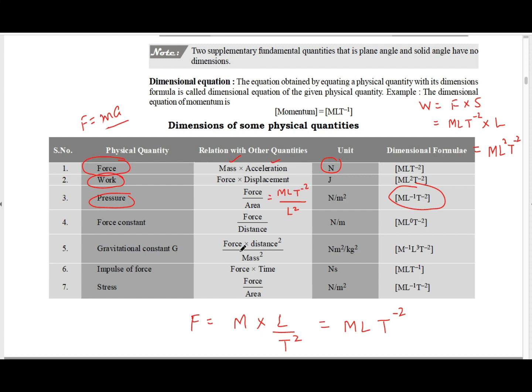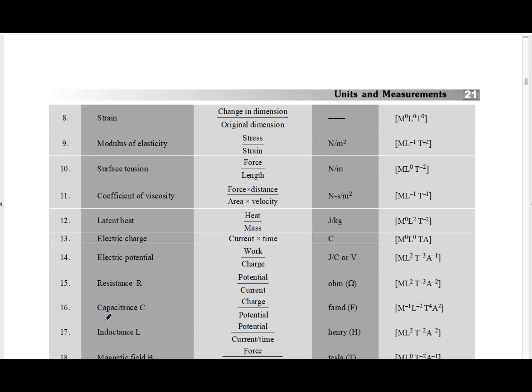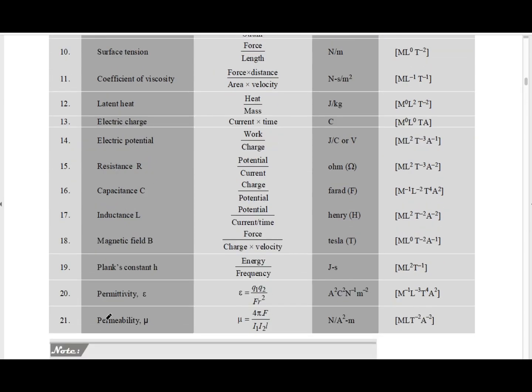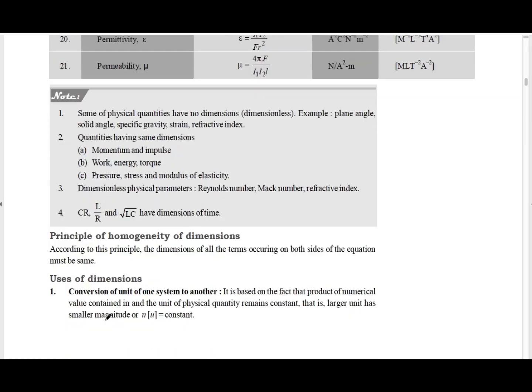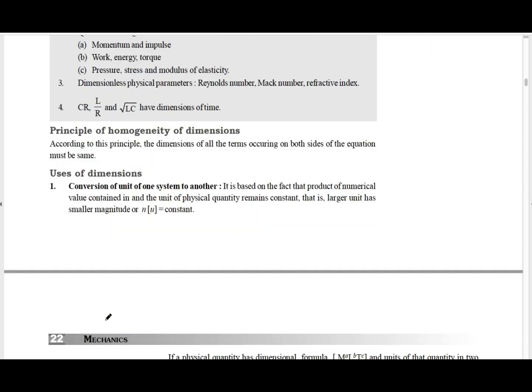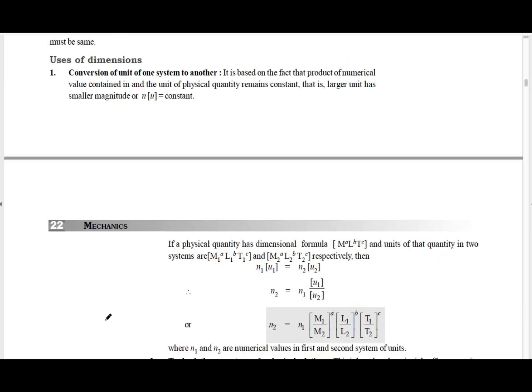Similarly, if you know any derived physical quantity and you know the formula of that physical quantity, it is very easy to derive the dimension from that formula. Some examples are given, and you can go through each example. With this practice, once you learn the formula of each physical quantity, you can calculate the dimensional formula of any physical quantity. Now, what are the basic uses of these dimensions?